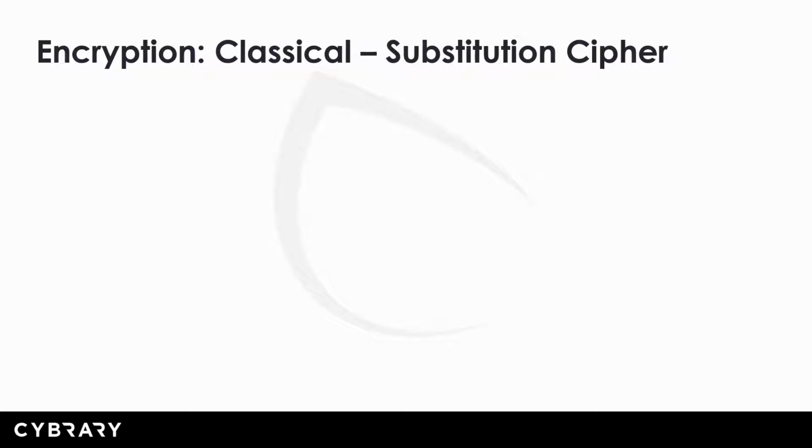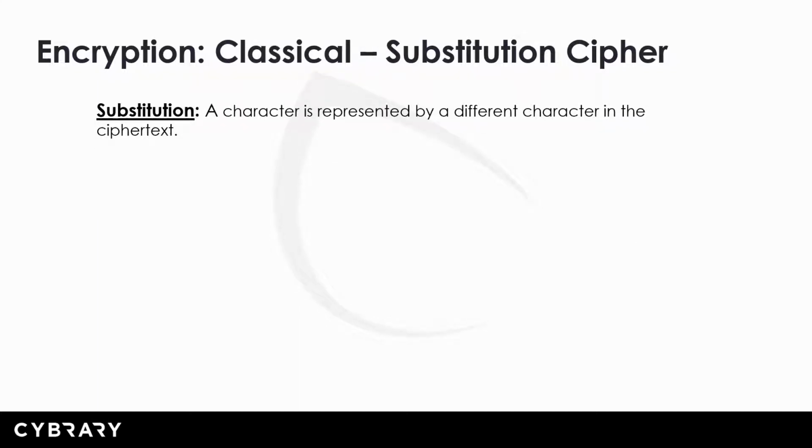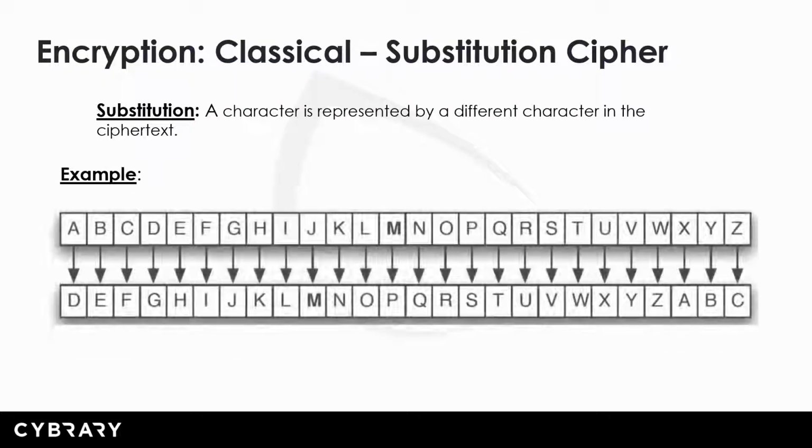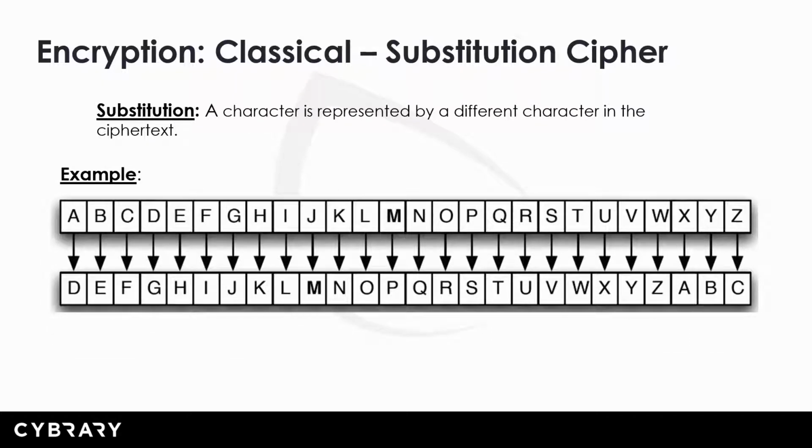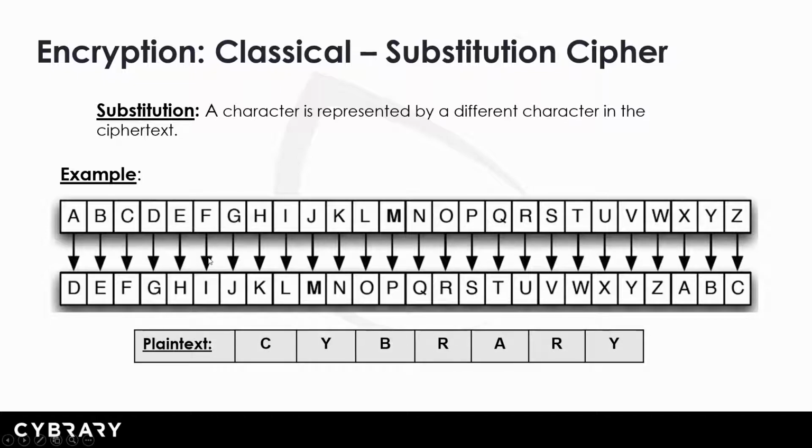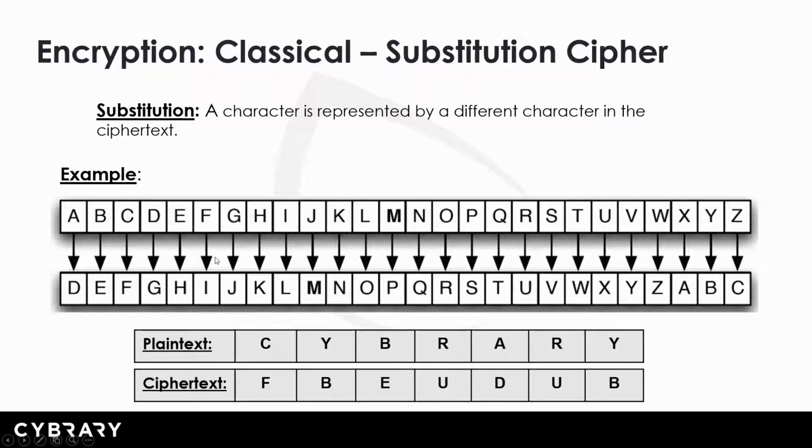The first of the classical ciphers is the substitution cipher. In the substitution cipher, every character in plaintext is represented or substituted by another character. One character actually means something else. In the following example, we have the Caesar cipher, where every letter is represented by the third letter down. As you can see here, the letter A is represented by the letter D. The letter B is represented by the letter E, and so forth. And so if we have a plaintext of Cybrary, the following ciphertext will look like the following: FBEUDUB.